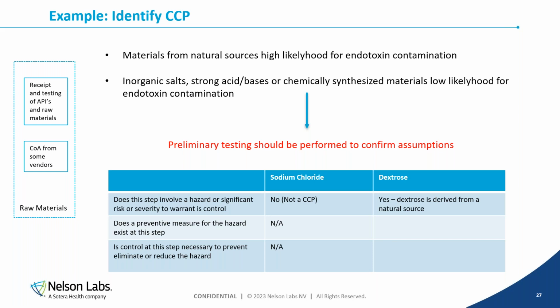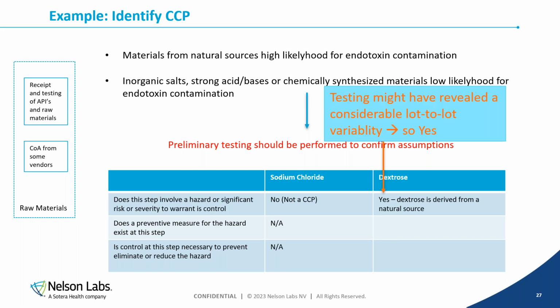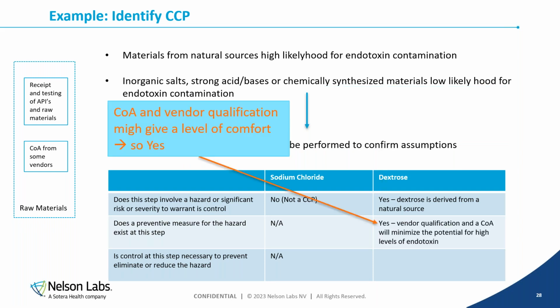For dextrose, on the other hand, dextrose comes from a natural source, and let's assume that we tested our dextrose and revealed that we have quite a considerable lot-to-lot variability. So the answer to this question is yes, and we go up to the next question: does a preventive measure or hazard exist at this step?